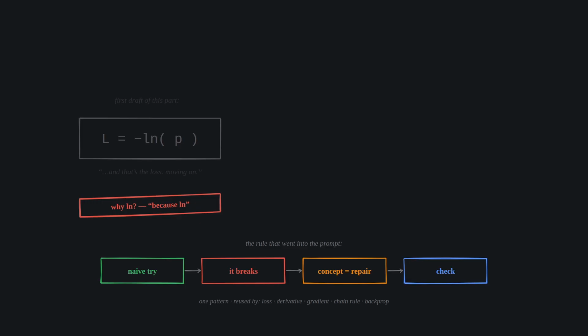The model then reused the pattern on its own. For the loss, for derivatives, for the chain rule, for backpropagation. Watch the next scenes with that rhythm in mind.